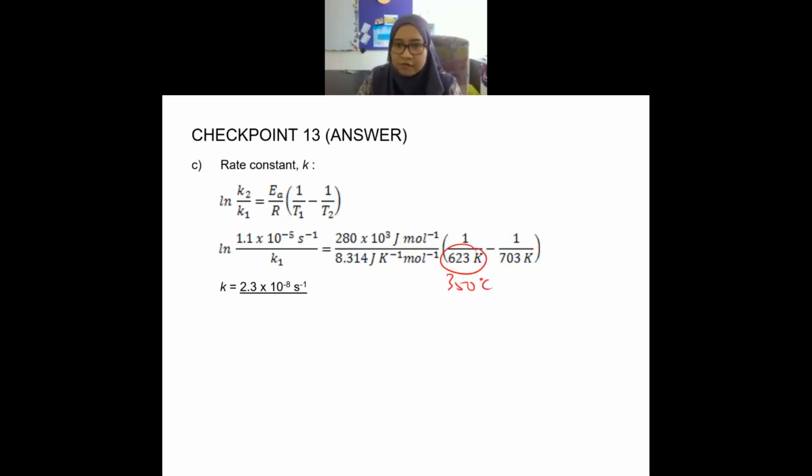350 degrees Celsius. This one is for 430 degrees Celsius. You want to pair this one with this one? Can? You want to pair 350 degrees Celsius with 400 degrees Celsius? Also can. Make sure, because I read the question, it was given in degrees Celsius. Make sure you convert into Kelvin. The rest are all mathematical. Okay, guys?